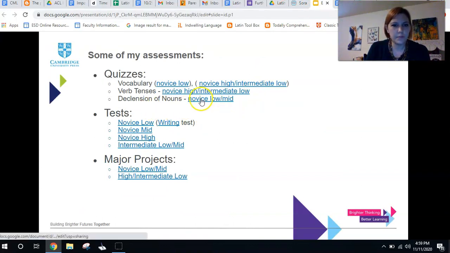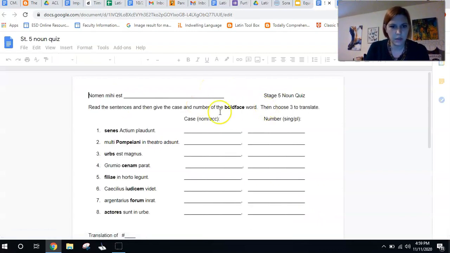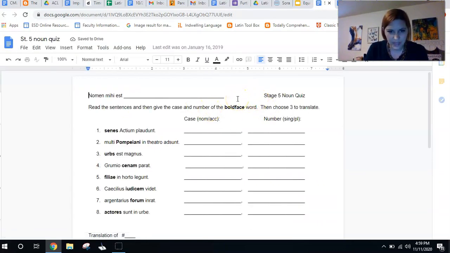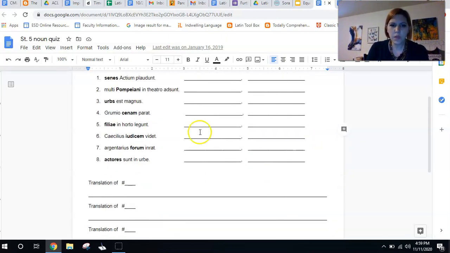For my declension of nouns, this is for when students are just starting out. This is novice low to mid students. I give them sentences. They tell me whether the word that's bold is nominative or accusative, and whether it's singular or plural. Then they choose 3 to translate. So I'm still evaluating their understanding of some grammar terms, but they're not having to memorize a paradigm. They're not having to spit out a noun chart.